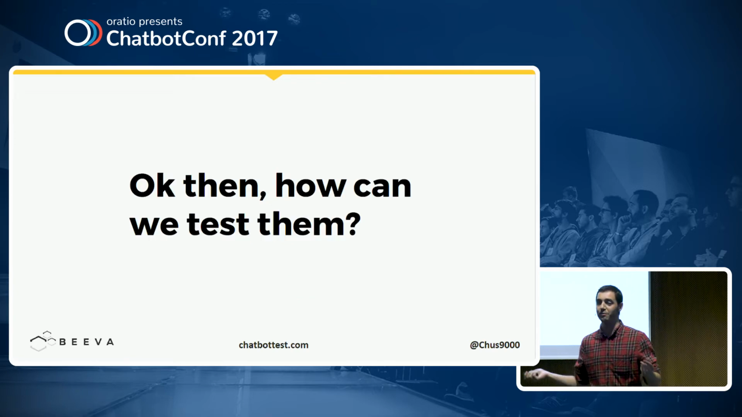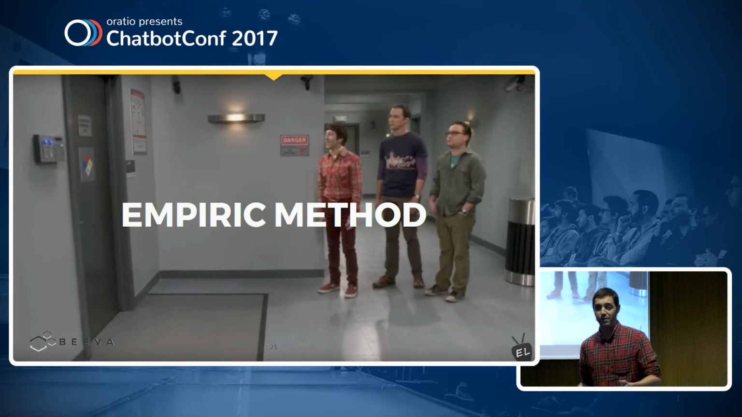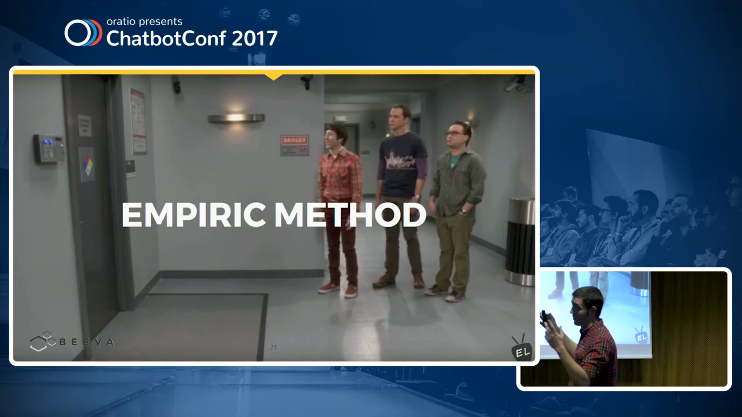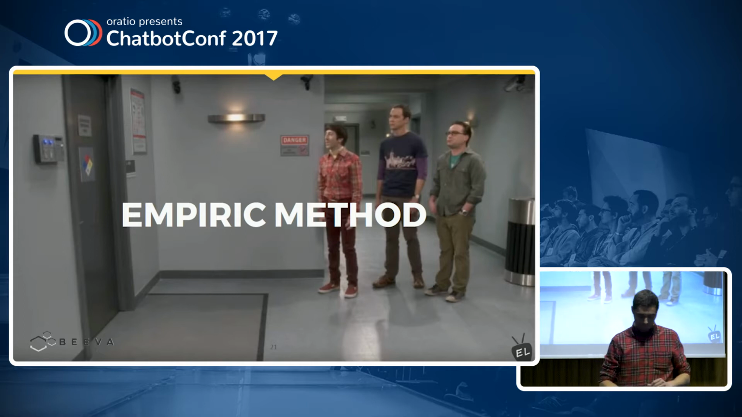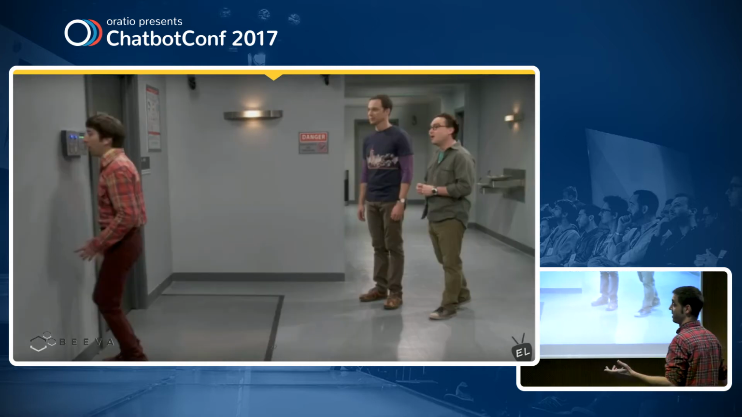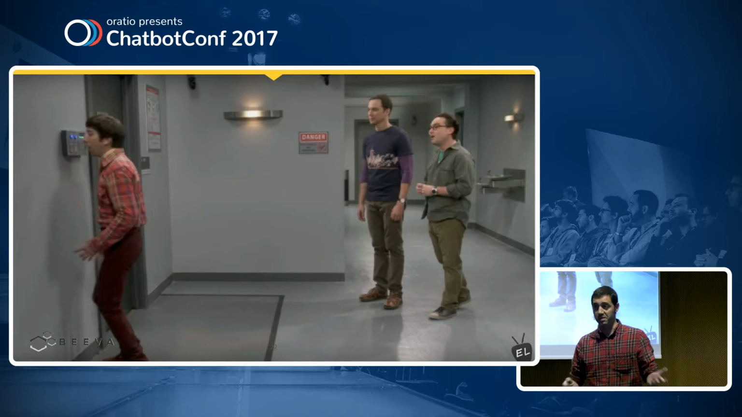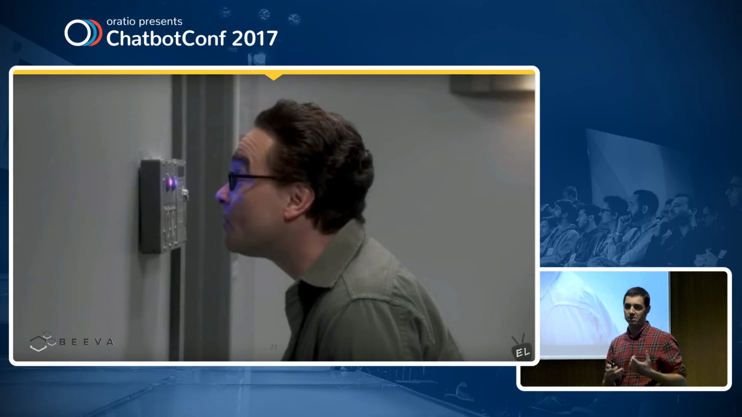Okay, then. So how can we test them? The big question. Okay, so I use an empiric method. This is taken from Big Bang Theory, probably you know it. These 3 guys discover a technology. In this case, it's an eye scanner. What they do, first time, is just test it. If it works, after testing it, they try it with a harder case. Like this guy with his glasses: will the technology work when someone is wearing glasses?